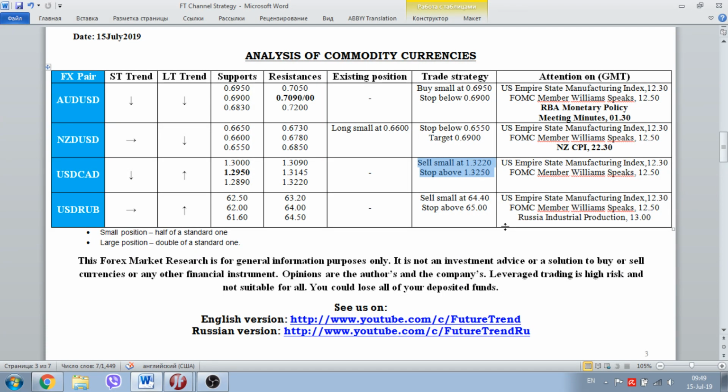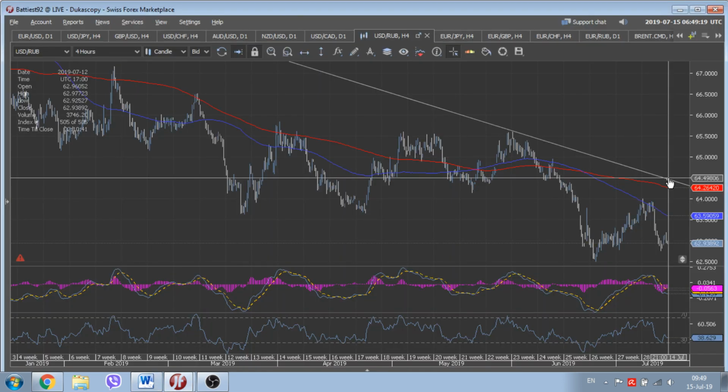As regarding the dollar ruble, let's see the situation. We're still trading above the lows of this year. There is an important short-term downtrend line around 64.50. Any kind of rebound to this level we prefer to use as a selling opportunity.